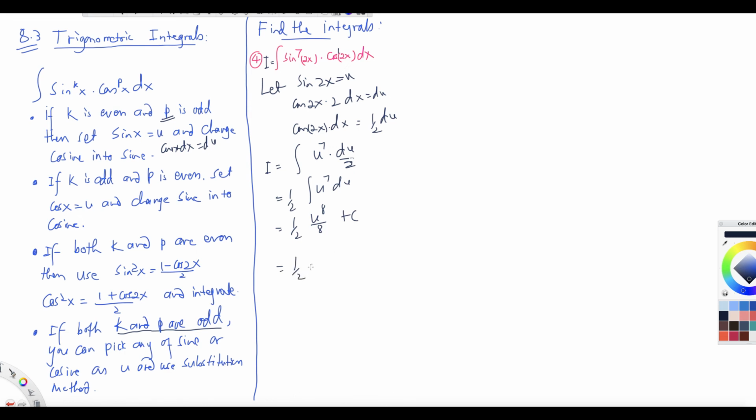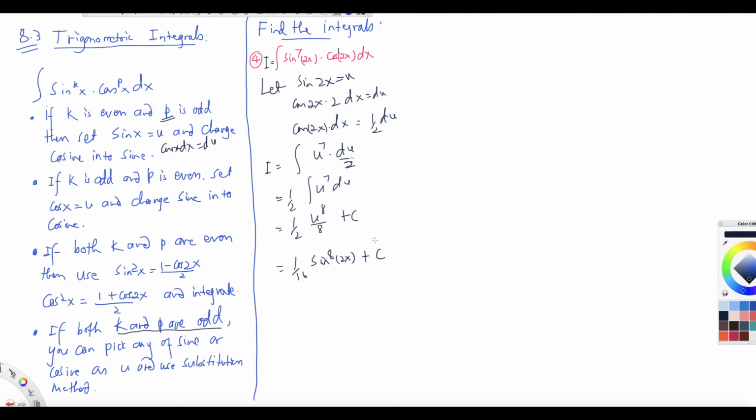1 half, 1 over 16, not half, 1 over 16, because 2 times 8 is 16. U is sine 2x, so it will be sine to the 8 of 2x. That 8 is the exponent, and then plus c. Sine to the 8 of 2x plus c. That is the answer. Okay, guys. So that's how you do it.